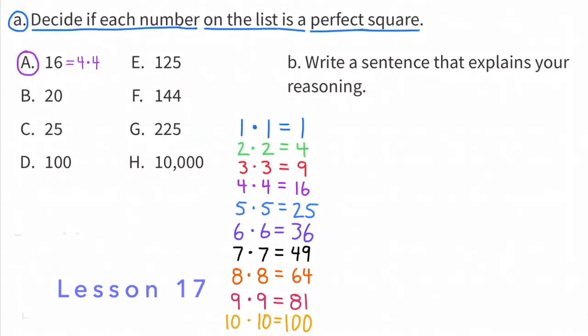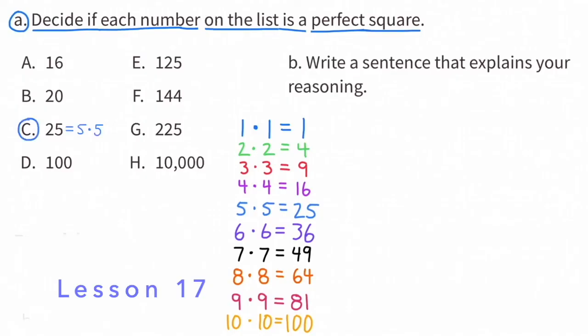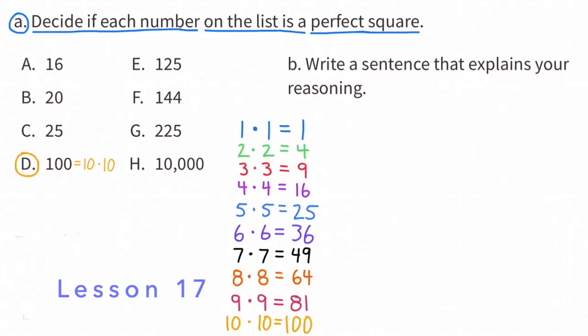A. 16. 4 times 4 equals 16. 16 is a perfect square. C. 25. 5 times 5 equals 25. C. 25 is a perfect square. D. 100. 10 times 10 equals 100. D. 100 is a perfect square.